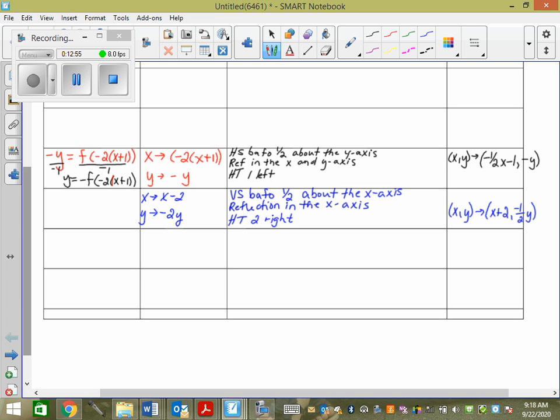Even your y is opposite, right? Because you're putting it in for the y. You're not putting it into the right side of the equation. So I'm going to get negative 2y equals f of x minus 2. Then I'm going to divide by negative 2. Y equals, instead of dividing by negative 2, I told you to multiply by negative 1/2.